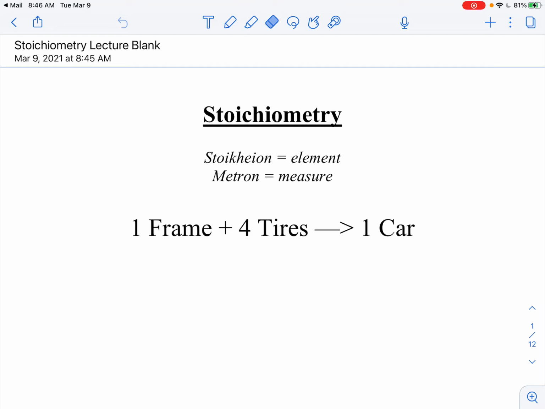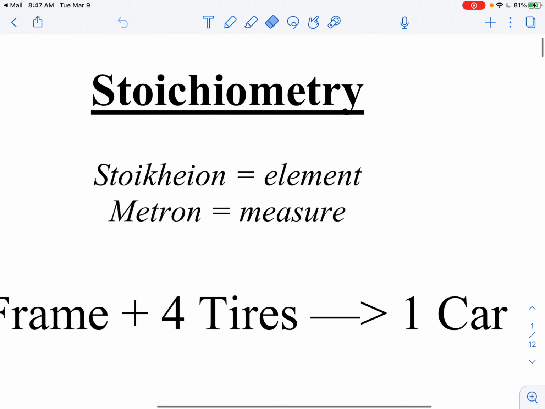And stoichiometry is a weird word, but it makes sense if you understand the etymology of it. Stoichion is, I believe, Greek for element, and metron is for measure. So what we're doing here is we are measuring elements. We are figuring out how much of one is going to result in how much of another in a variety of different units.